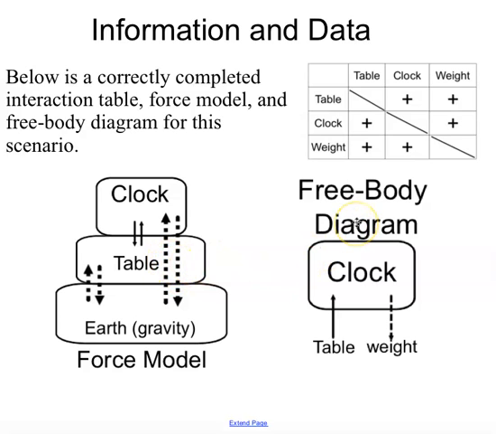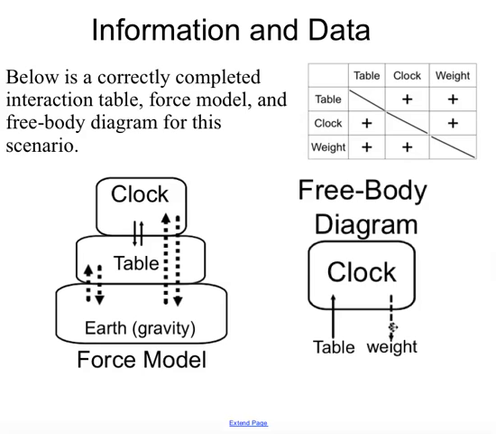Now, remember, the free body diagram is simpler than the force model. It only shows the things that act on an object. So the only two things that act on the clock is the table pushing up on the clock and the weight pushing or pulling down on the clock. Both of these forces are vertical. The dashed line means it acts at a distance. The solid line means it's a contact force. Now, ultimately, that doesn't matter. What you do notice is that both of these are equal in size. So that means they're balanced.